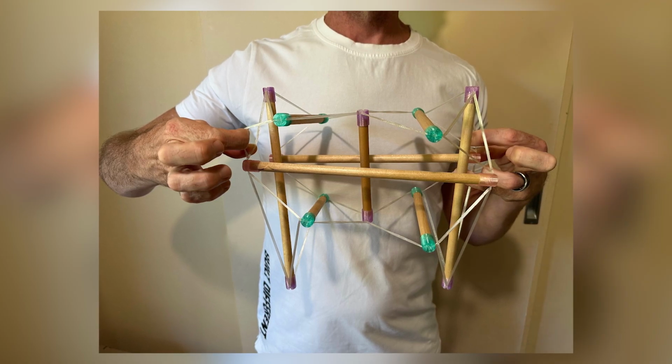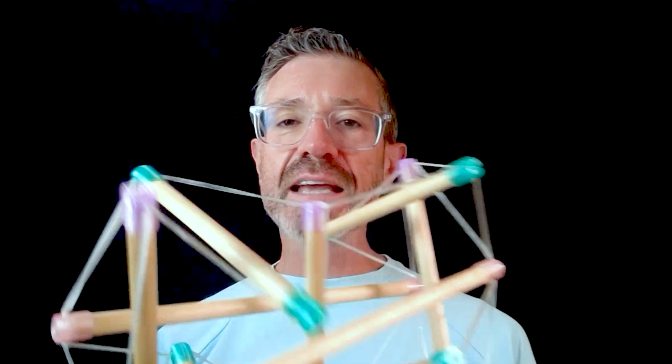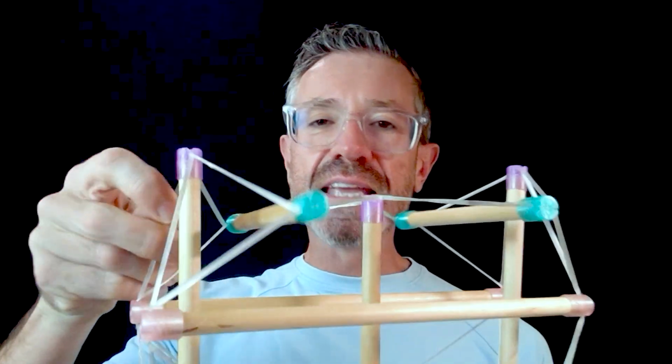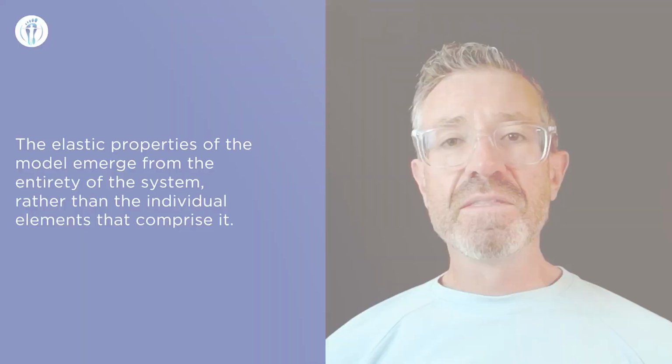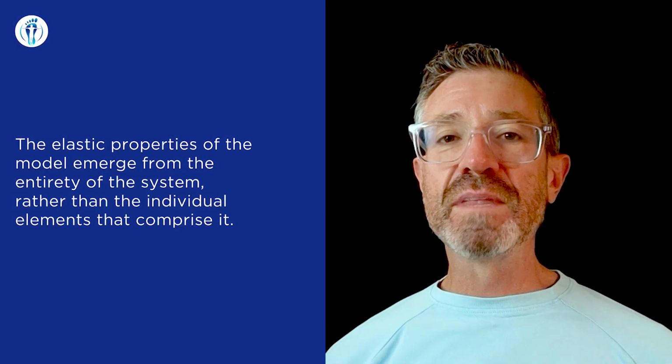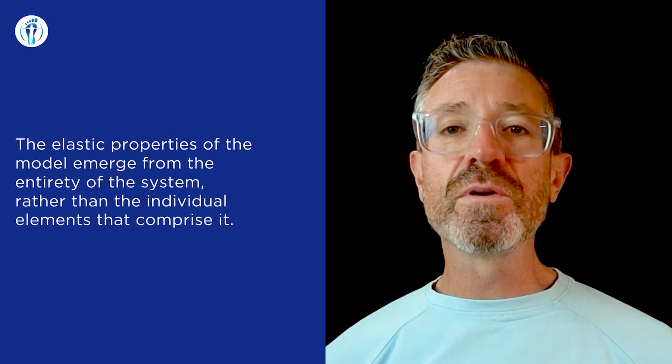One thing to note is that there's a large degree of flexibility and mobility in the system, yet the individual wires between the struts are actually quite inelastic. The elastic properties of the model emerge from the entirety of the system rather than from the individual elements that comprise it. This is also true of our fascia, which has a high degree of mobility and elasticity, even though the actual collagen that it's made of is quite inelastic.